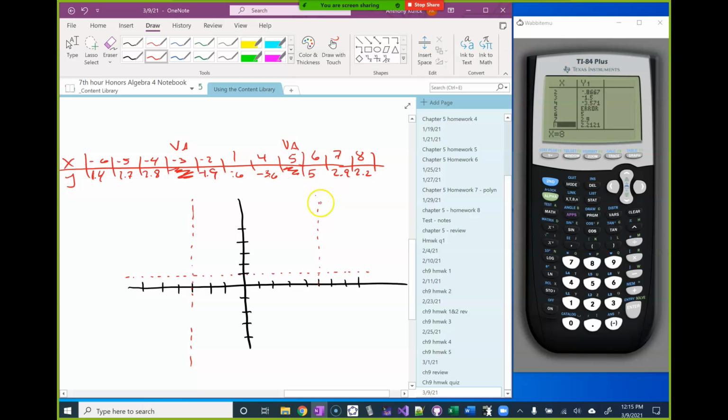And then let's plot. So 6 and 1.4. -5 and 1.7. And then I have 6, 5, 7, 2.9, and 8, 2. So there's the other end of it. Is that okay?